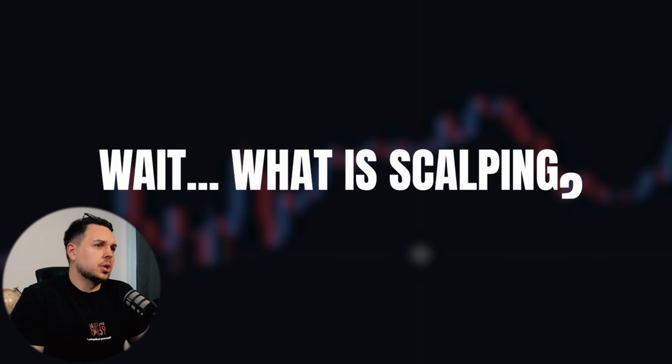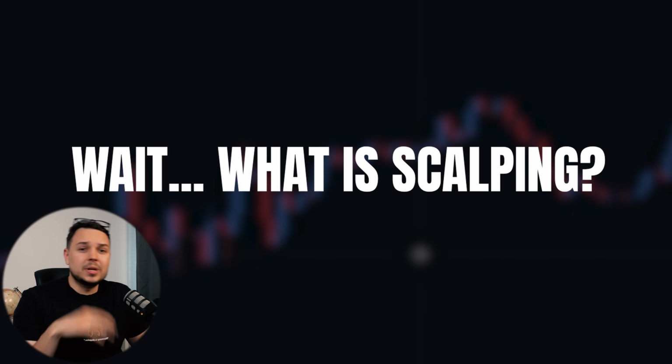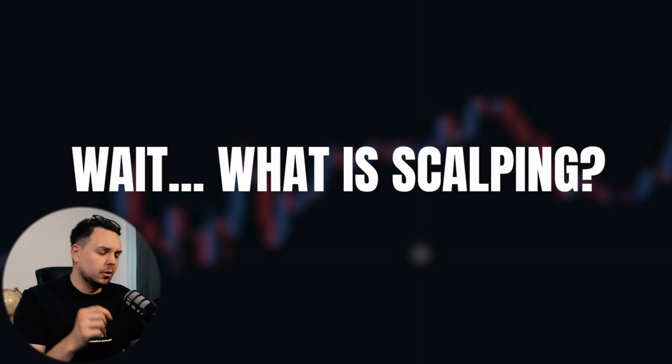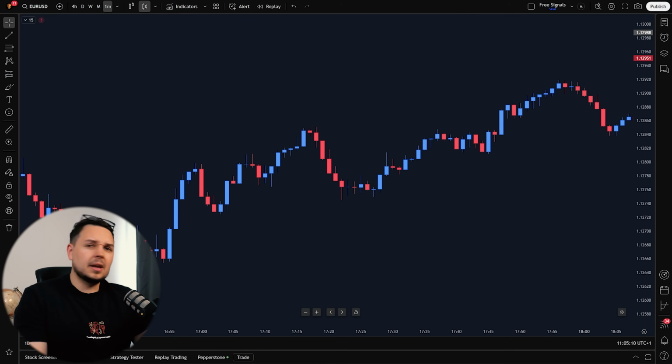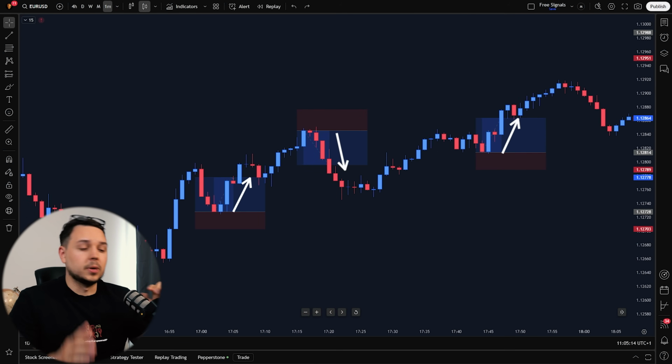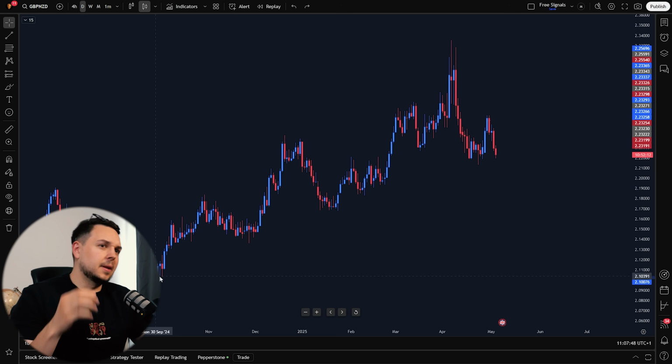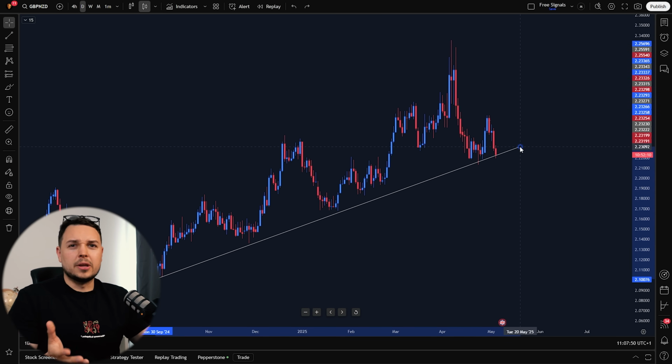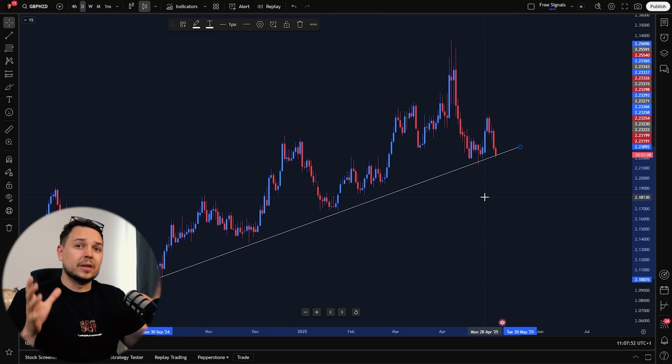Alright, so before we jump into the exact trading strategy, we need to clear up a few things about scalping. What it actually is, because there's a lot of confusion out there. If we take a look at the chart, scalping is all about catching these small moves in the market, right? We go in, go out, make our money, that's it. With scalping, we're definitely not in the market to catch these high, multi-day trends. That's not what scalping is.